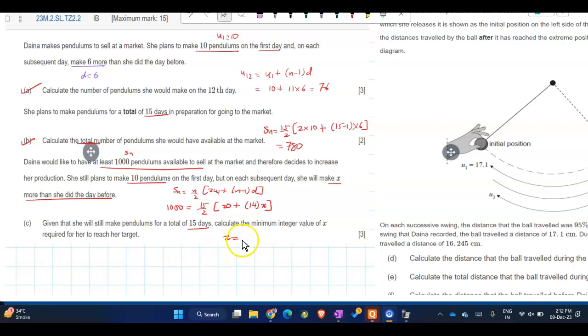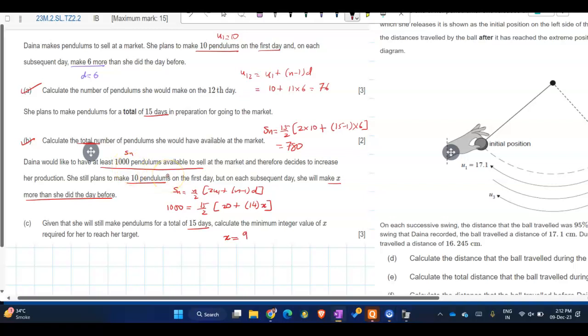0.09, but your answer should be 9, because if you make 8 pendulums, you won't complete your order. You want at least 1000, so you have to exceed 1000. So if you make 9, your final answer will be 9. The increment should be 9. Then you'll exceed 1000, that's not a problem.